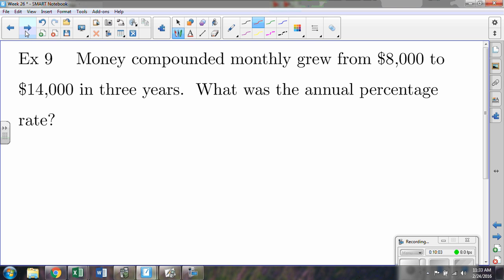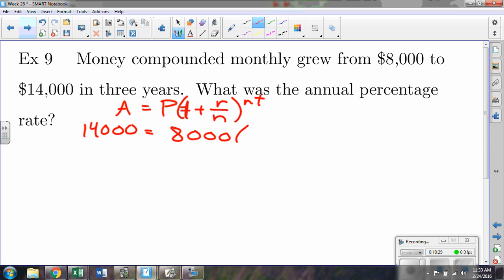Money compounded monthly grew from 8,000 to 14,000 in 3 years. What's your annual percentage rate? As always, we need to start putting in each of our values into the formula. And so we had 14,000 in the future, 8,000 for the initial principal, 12 compounds per month, and 3 years.